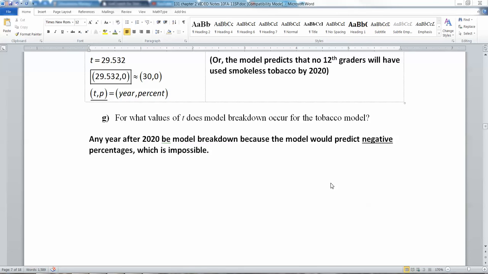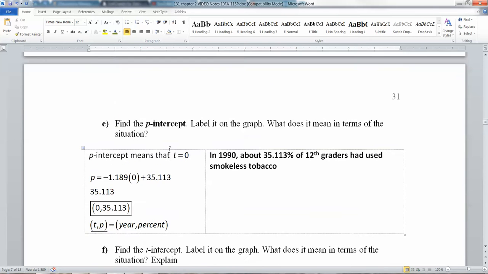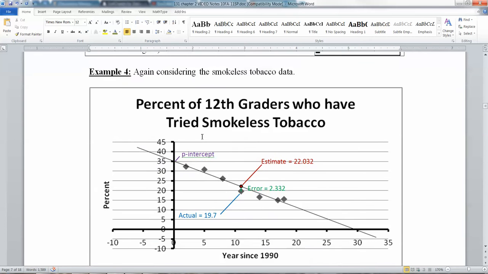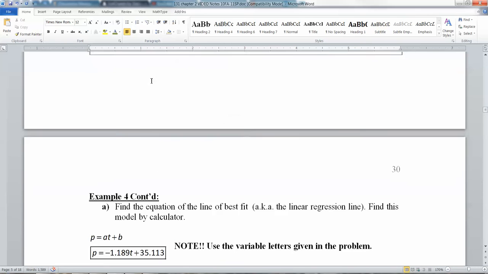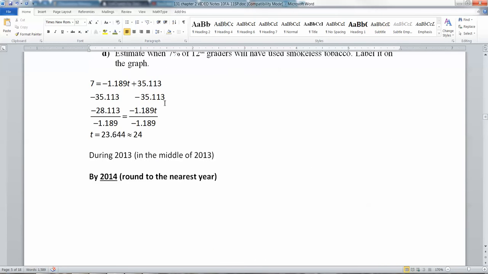All right, at the end of the last problem, we saw that we were going to have model breakdown, because the graph hit 0 at around 30. Let me zip back up here so you can see the graph. The graph hits here around 29 and a half. Everything after that point is model breakdown. It doesn't really exist. One could also argue there's probably model breakdown happening over here somewhere because, come on, 40% of 12th graders having tried smokeless tobacco is a little bit unrealistic.